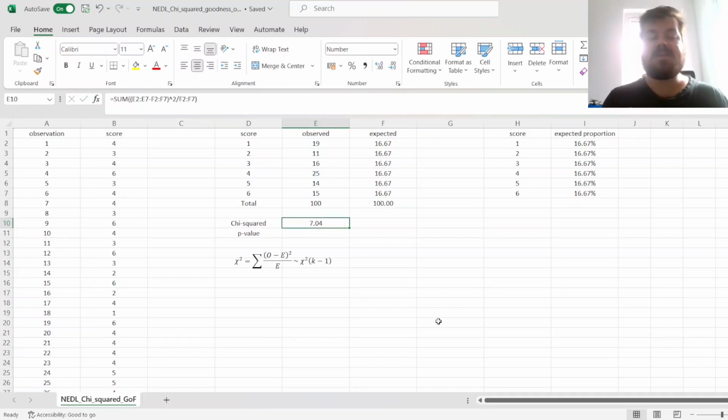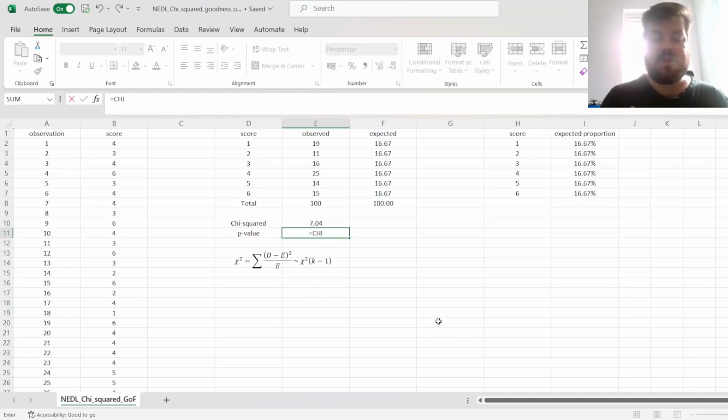And we obtain a chi-squared statistic of 7.04. But is it high? Is it low? How statistically significant is that? Well, to evaluate that, we need to use a right-tailed chi-squared distribution. Chi-squared dist RT stands for chi-squared distribution right-tailed. We plug in the value of the chi-squared statistic we have just obtained.